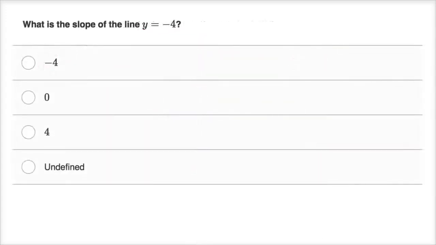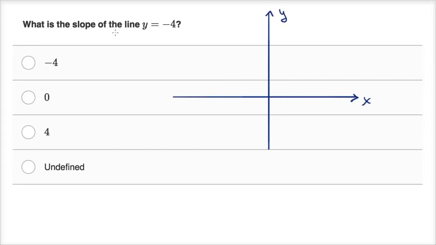So here we are asked, what is the slope of the line y is equal to -4? So let's visualize it, and then in the future you might not have to draw it like this. But let's just draw our axes again. X-axis, y-axis, and the slope of the line y equals -4. So for whatever x you have, y is going to be -4. Let's say that's -4 right over there. And so the line is y equals -4. So I can draw it like this.